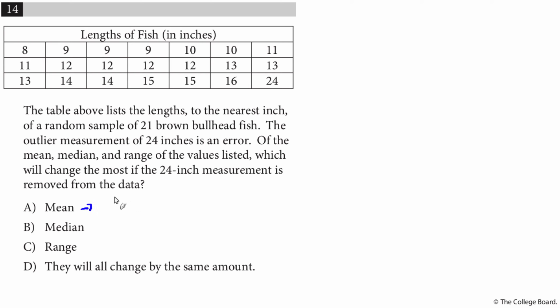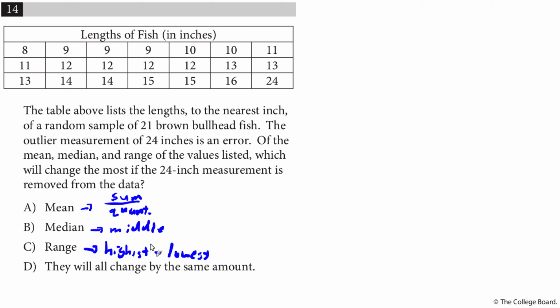Mean is, of course, the sum divided by the quantity. The median is the middle value. And the range is highest minus lowest.